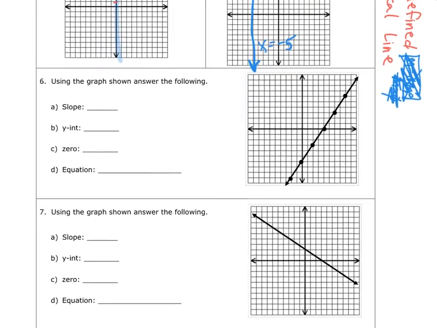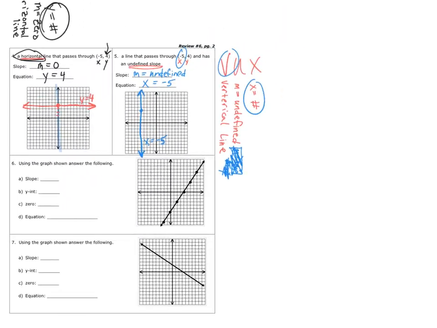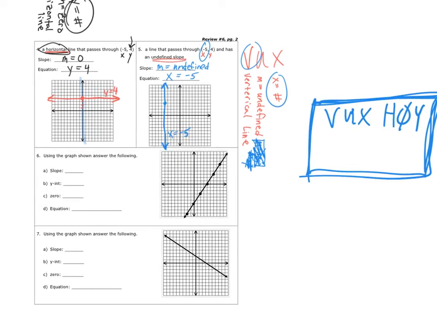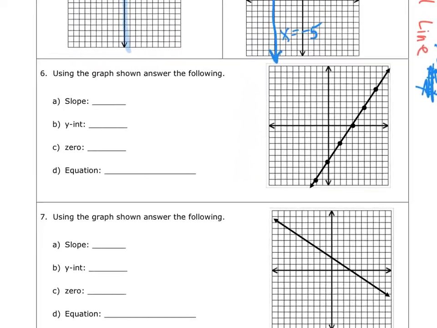Taking a look at number 6. Oh, before I go on, there's actually a pink card that has VUX HOI written on it that you can use in your Baggie. So if you can't remember VUX HOI, you want to ask your teacher for that pink card so you can add it to your Baggie packet.